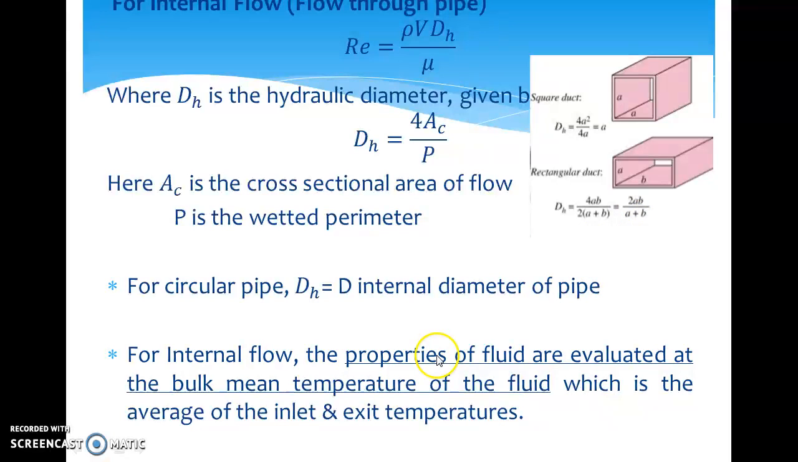For internal flow, the properties of fluid are evaluated at the bulk mean temperature of the fluid, which is the average of the inlet and exit temperatures. So in the Reynolds number equation, whatever properties of the fluid we use should be taken at the bulk mean temperature of the fluid. So bulk mean temperature is the average of the inlet and exit temperatures of the fluid.